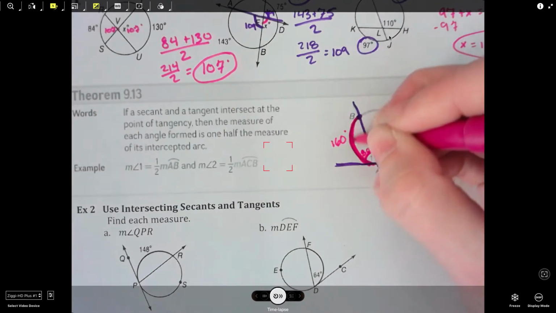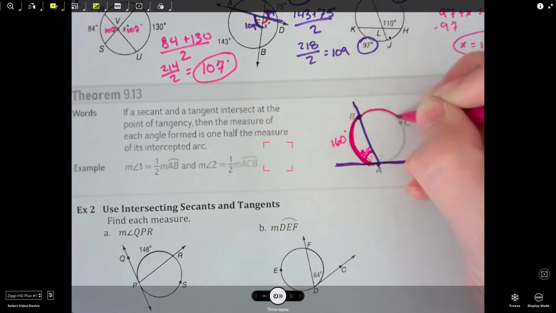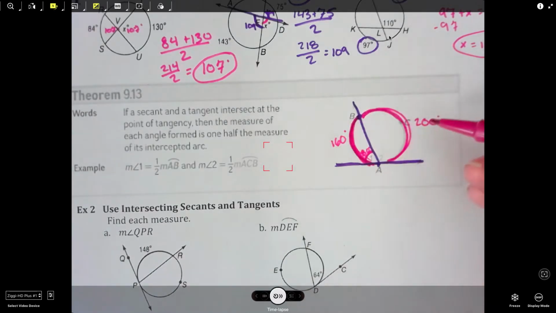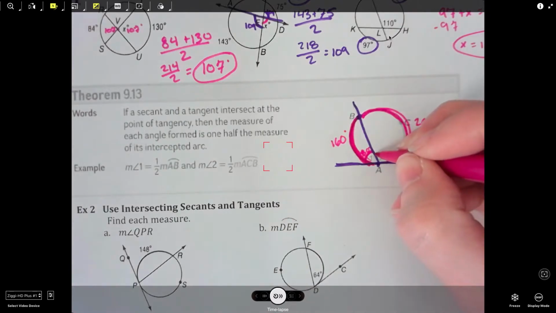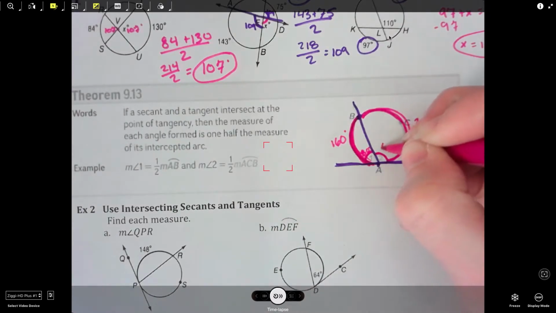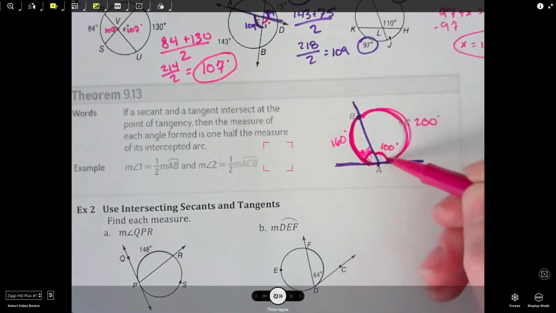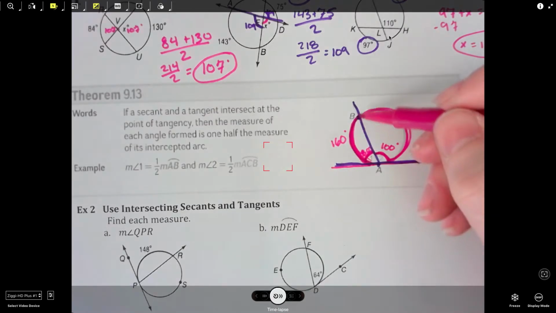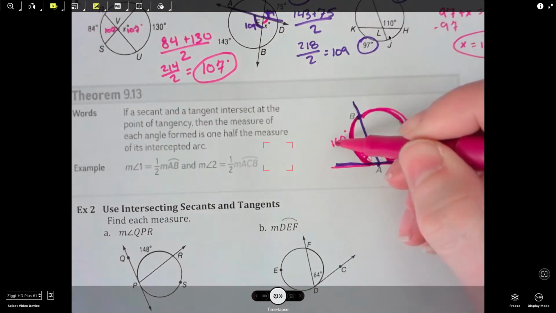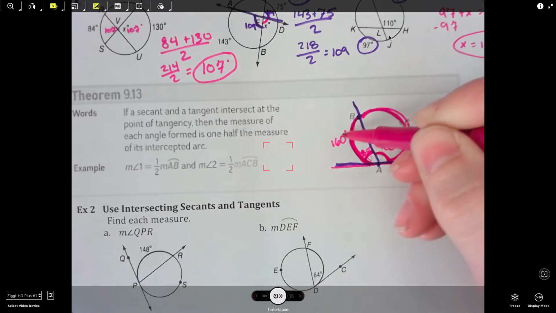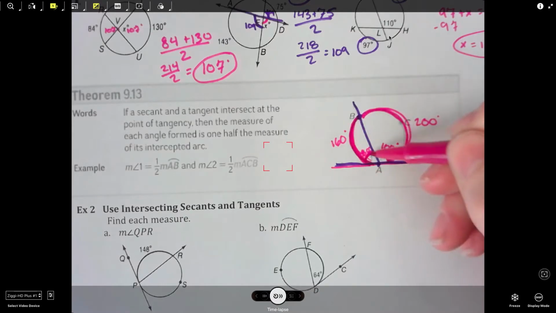Okay? If this arc is 160 right here, then this one all the way around here has to be 200 because they have to add up to be 360. 160 plus 200 is 360. So this arc right here is half of 200 or 100. Well, now look, I can check myself because 80 right here and 100 right here add up to be 180, which is that straight line. Okay. So when your angle is across from that arc, it's just going to be half.